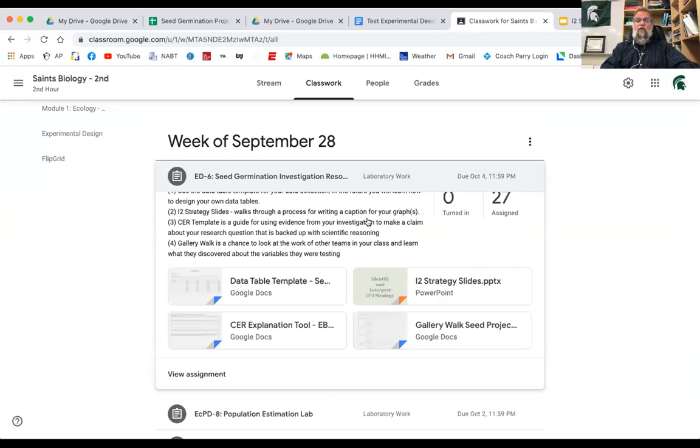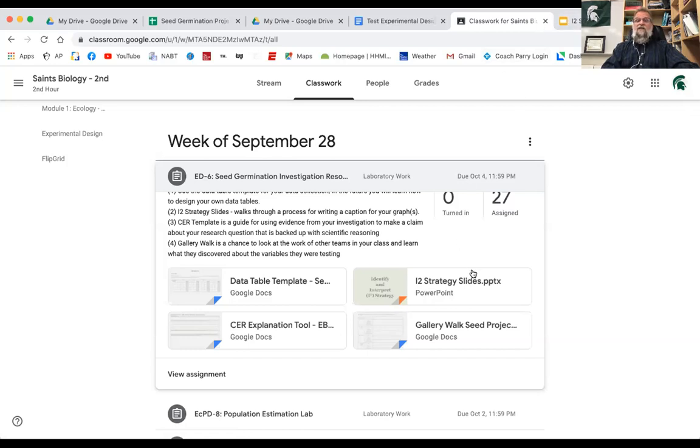You'll be creating two products. You'll be creating a graph with a caption. That's the I-squared strategy, which we're going to do right now. And I'll be making a second video where you will create a scientific explanation using this CER tool. Those are the two things you'll be submitting on Sunday for the SEED project. The gallery walk is not something that we will deal with till after this Sunday. So nothing to do for the gallery walk.